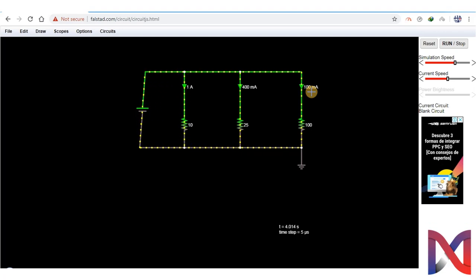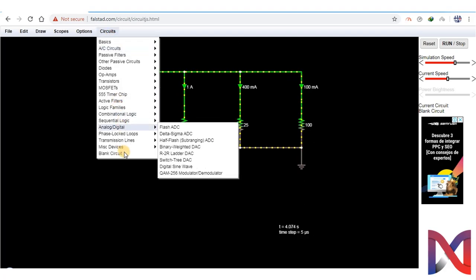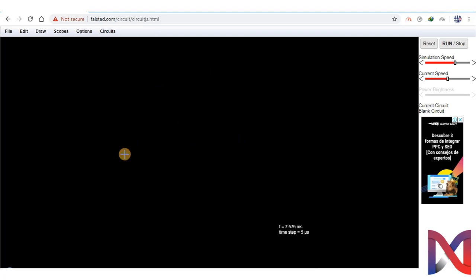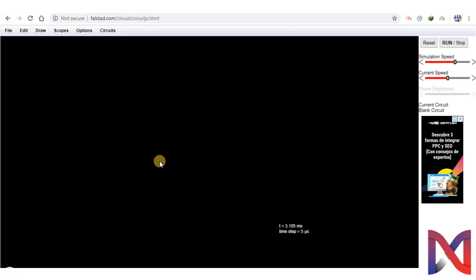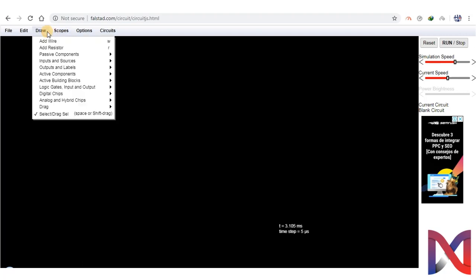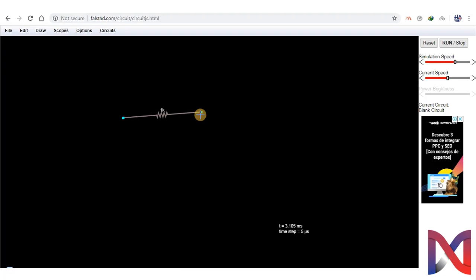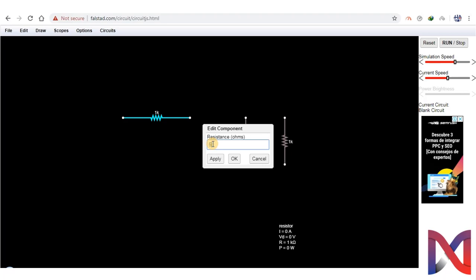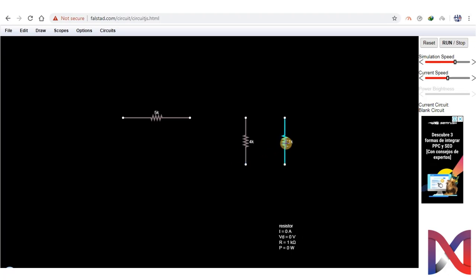Now we will proceed to verify the current divider rule for the second circuit. For that we will go to circuits and check on the blank circuit to clear the screen. Our second circuit had 3 resistors connected in a parallel-series combination. So we will start building our circuit. The first resistor was in series, the next 2 resistors were in parallel. The value of the first resistor was 5K and the other 2 resistors were 4K.